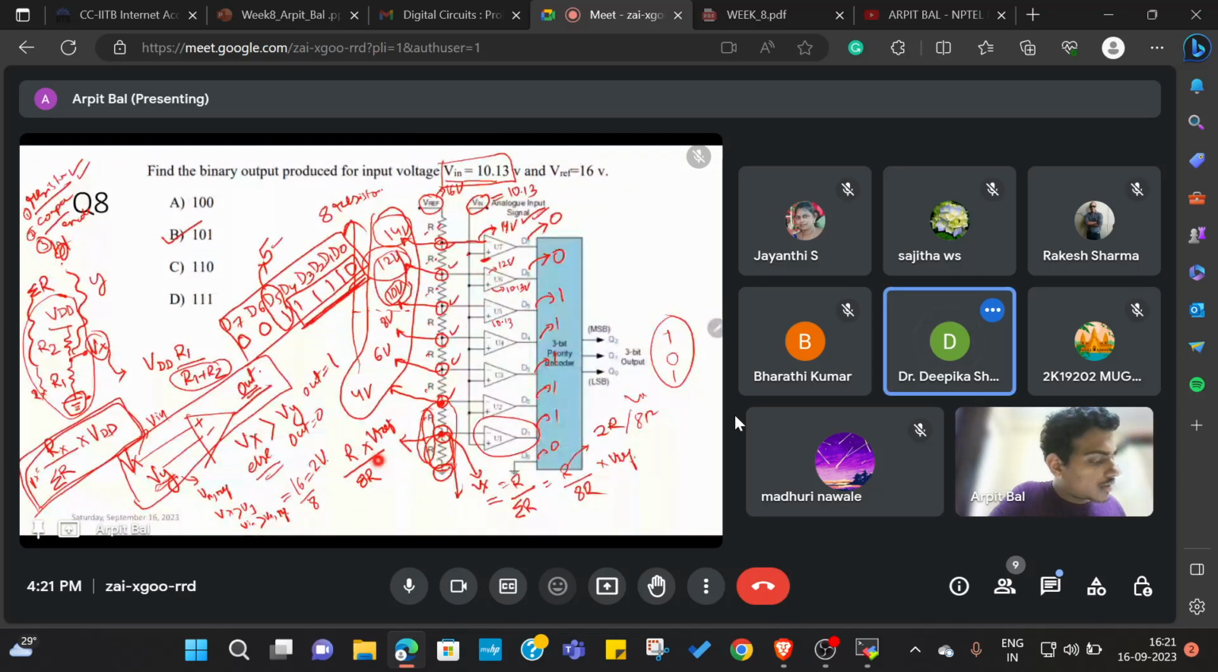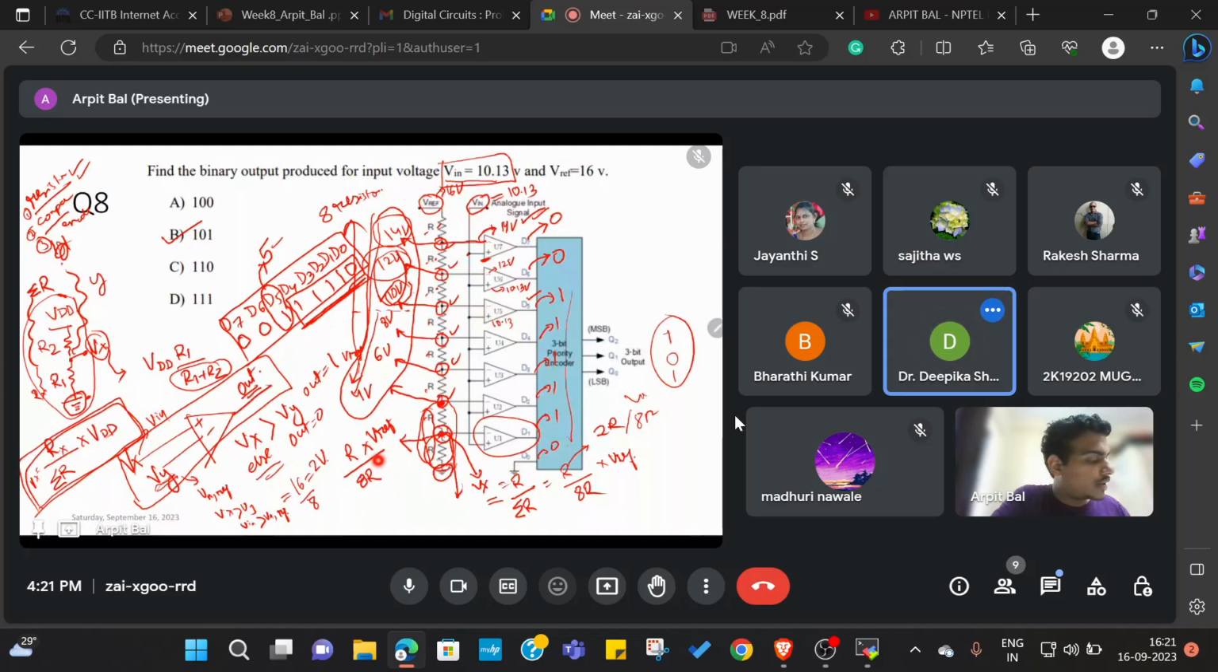So D6 will be 0 because the 12 volt reference is greater than Vin. But D5 will be 1 because only in this case Vin starts to become greater than the reference voltage. After D5 is 1, you can easily state, looking at this trend, that Vref per node decreases. So if Vin is greater than 10, it is going to be greater than any of these, so all these bits will also be high.